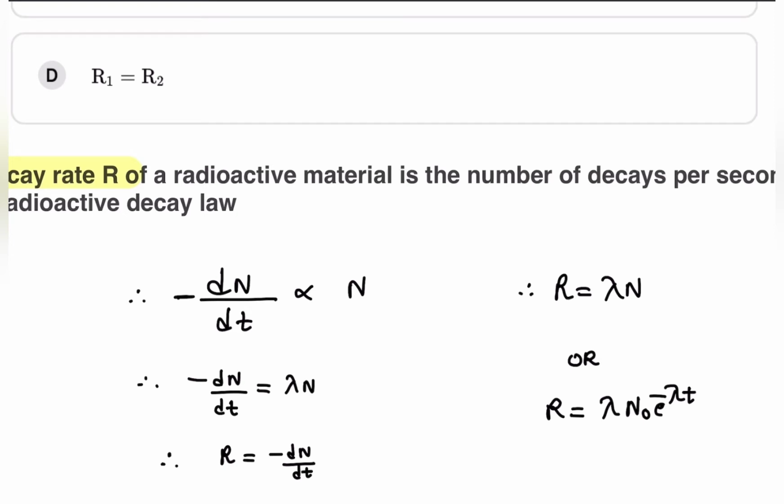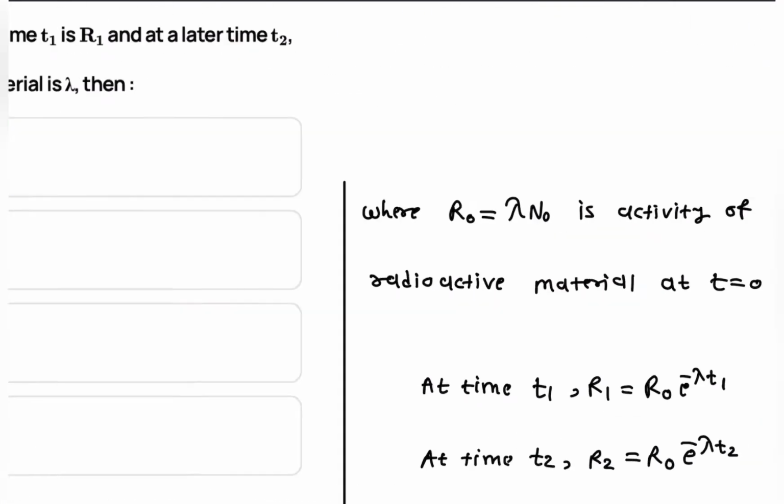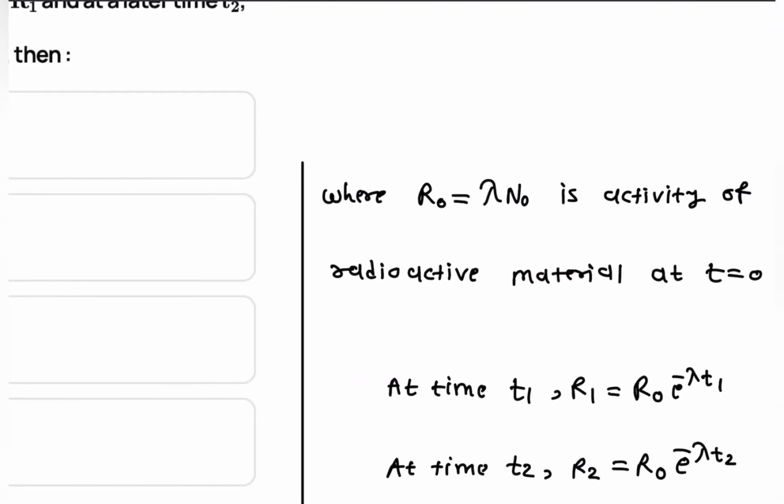In place of N, we write here N naught into e raised to minus lambda into t. N naught is nothing but the number of active nuclei at t equal to 0, the initial time. So that's why in place of N, we write here N naught e raised to minus lambda t. Based on this formula, you can say that R naught is equal to lambda N naught, where R naught is the activity of radioactive material at t equal to 0 time. Initially R naught is equal to lambda into N naught.